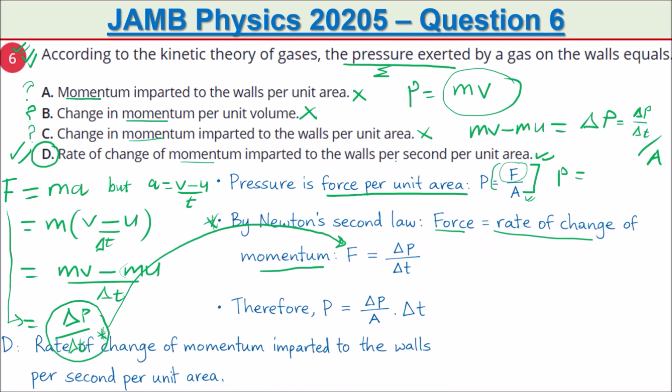Now this definition is the same as D, which reads: it is the rate of change of momentum imparted to the walls per second, per unit time per unit area. Pressure is equal to change in momentum per unit time per unit area according to D.